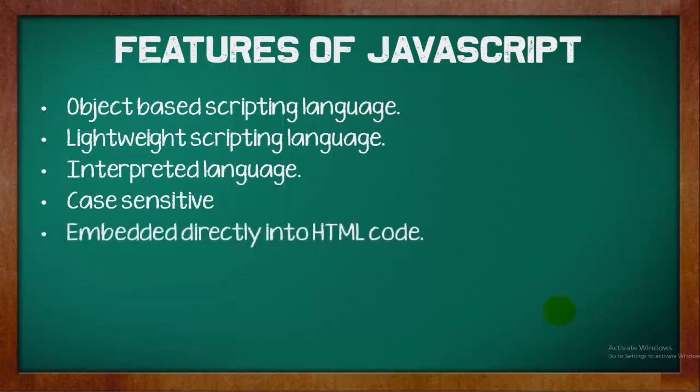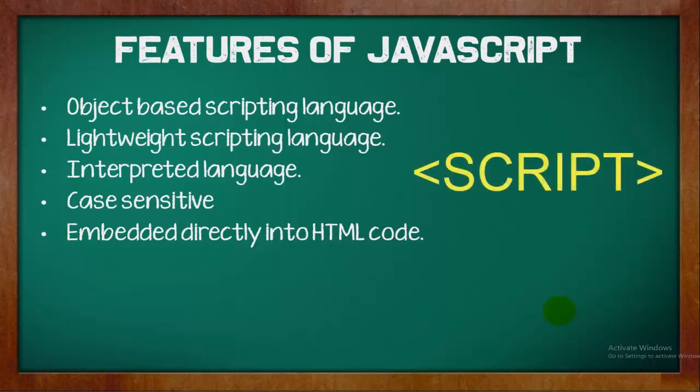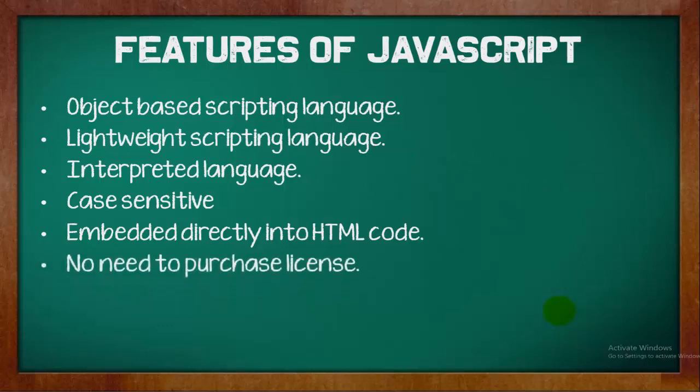And the fifth one is embedded directly into HTML code. So if I write HTML code, I can directly embed my JavaScript inside my HTML code with the help of the script tag that we have already learned in our first unit. And the major important thing is that with JavaScript, we need not purchase any license like Microsoft products. If you have a web browser, all web browsers are JavaScript enabled, maximum 90%. So we need not purchase any license. You can just write a program, directly execute it, and the output will come in front of you.